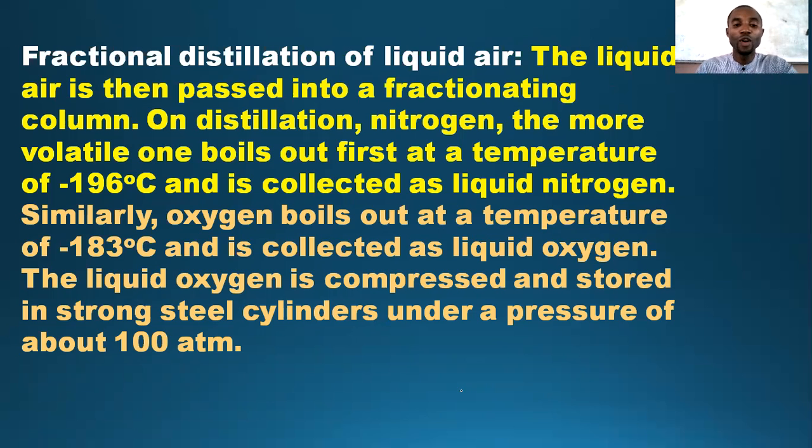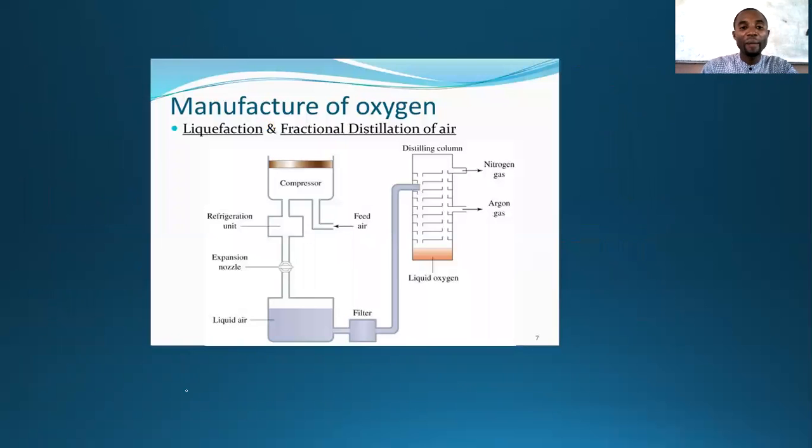The liquid oxygen is now being compressed and stored in a strong steel cylinder under a pressure of about 100 atmospheres. So this is how it's been prepared in the industry. Okay, this is what we have been talking about. This is the chamber. This is the process, liquefaction and the fractional distillation of air. So this is where the distillation is being done. This is for nitrogen gas, and this is the argon, and the oxygen is being found here.